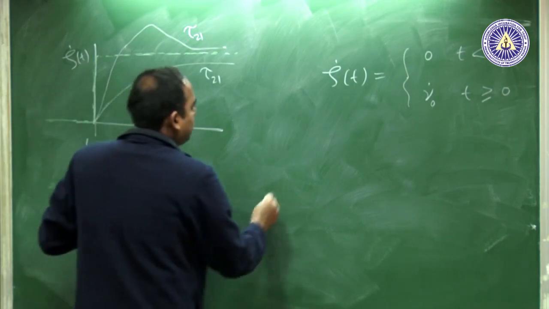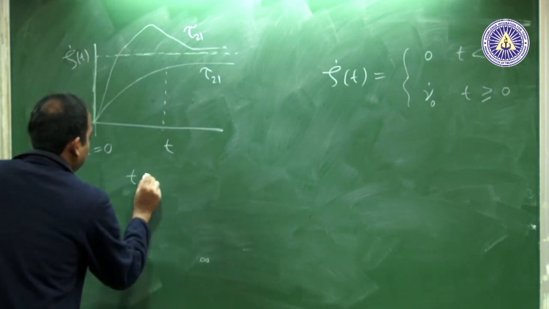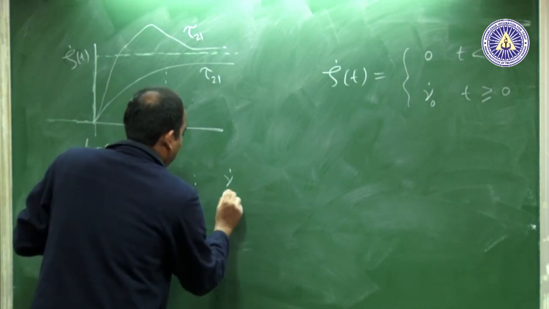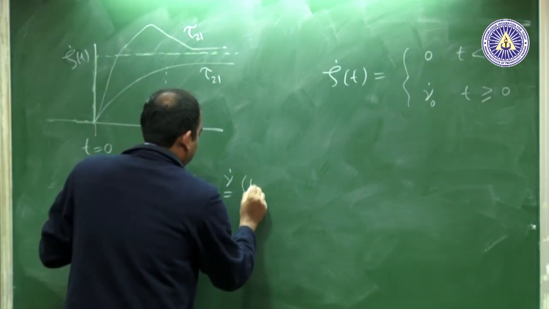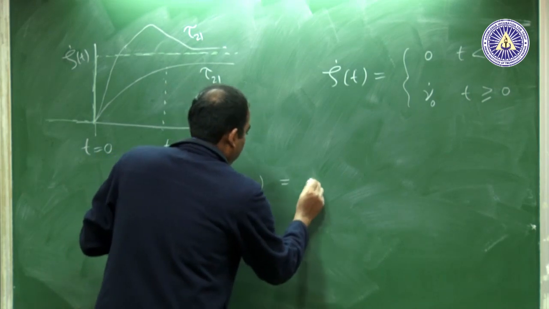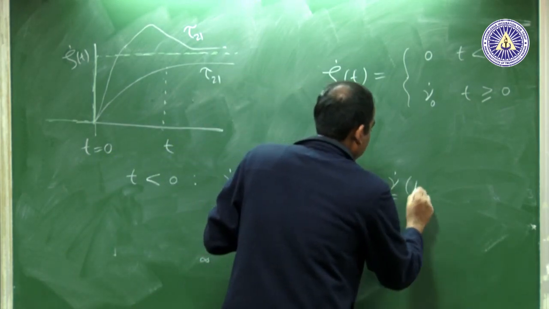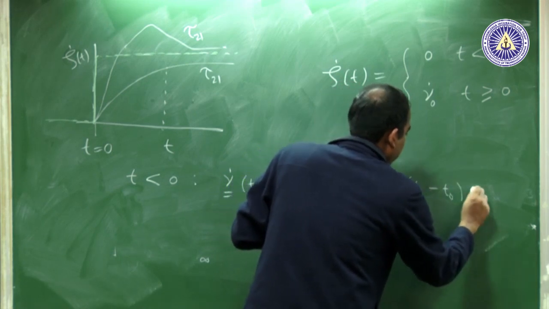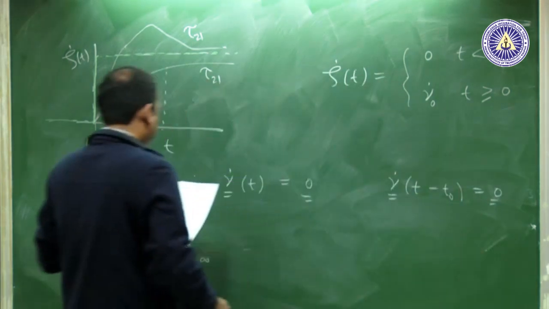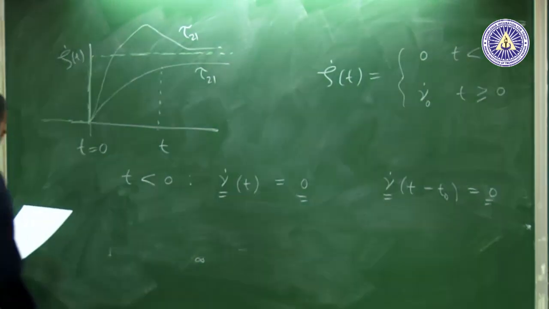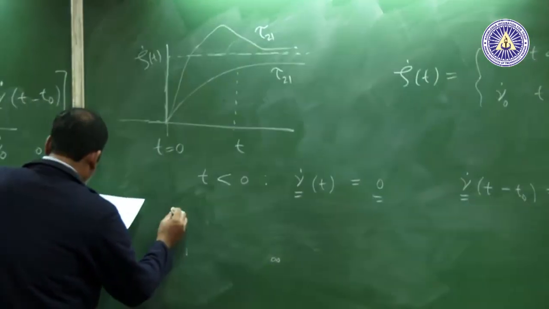First zone is t less than 0. In this zone, the rate of strain due to the first term is of course 0. The second term is also 0. This is for the zone which is t less than 0. Interesting things start when you look at the other zones.